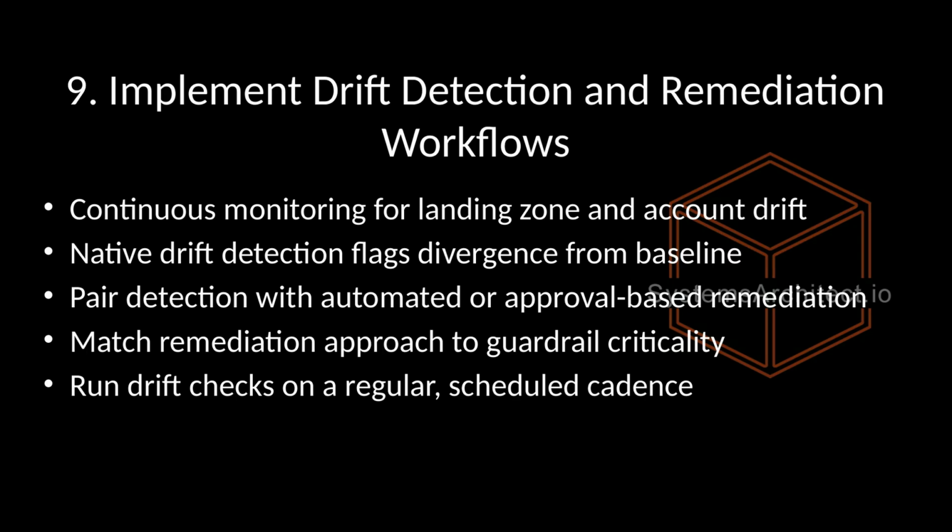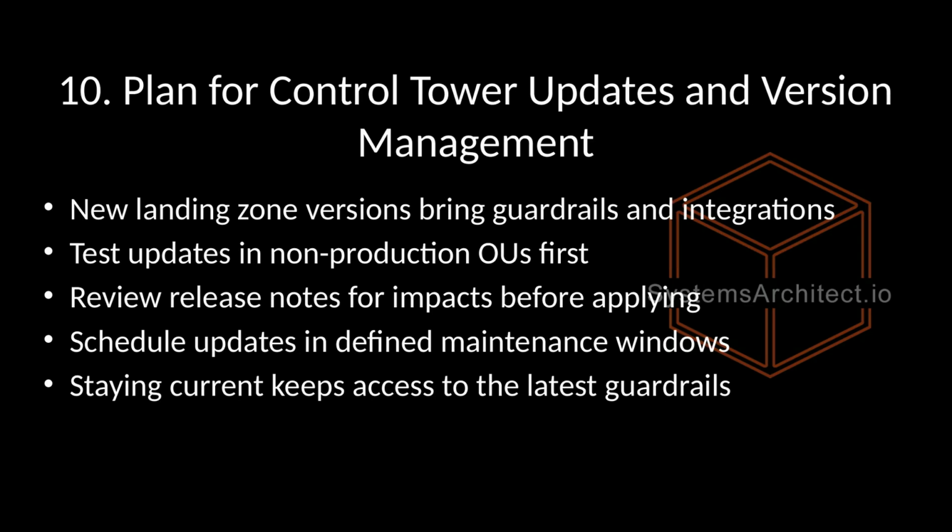9. Implement drift detection and remediation workflows. A landing zone that looked compliant on day one can quietly drift out of compliance over time. Control Tower's native drift detection continuously monitors your accounts for exactly this kind of divergence. Pair it with remediation workflows, automated or approval-based, that restore compliance once drift is found. Treat drift detection as an ongoing practice, not a one-time setup step.